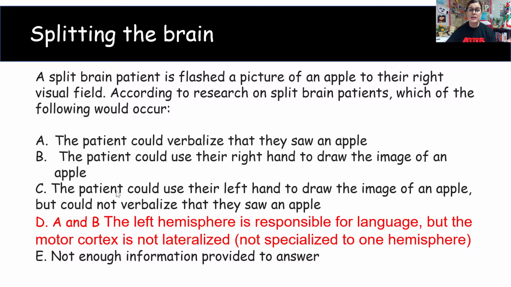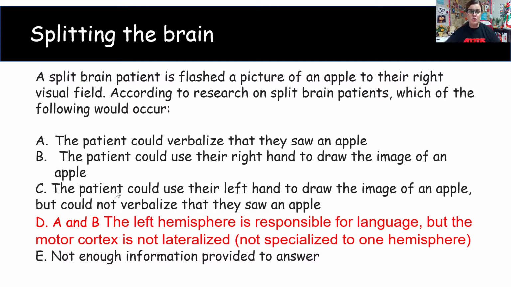The patient can verbalize that they saw the apple because they see it in the right field. It's transferred to the left hemisphere. The left hemisphere has language abilities. They can say, I see an apple.